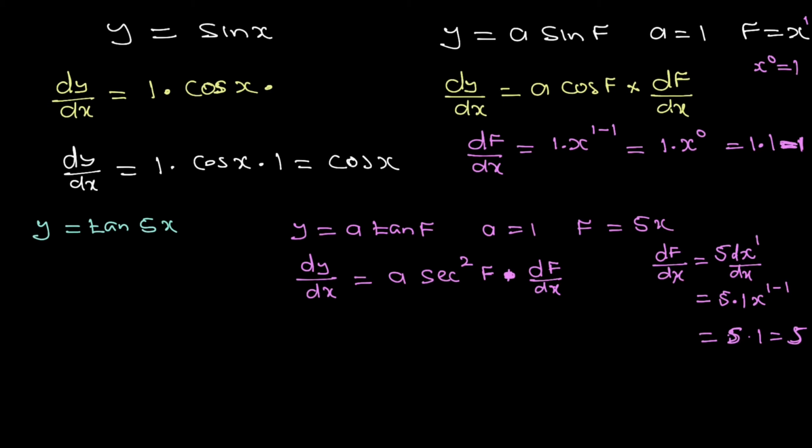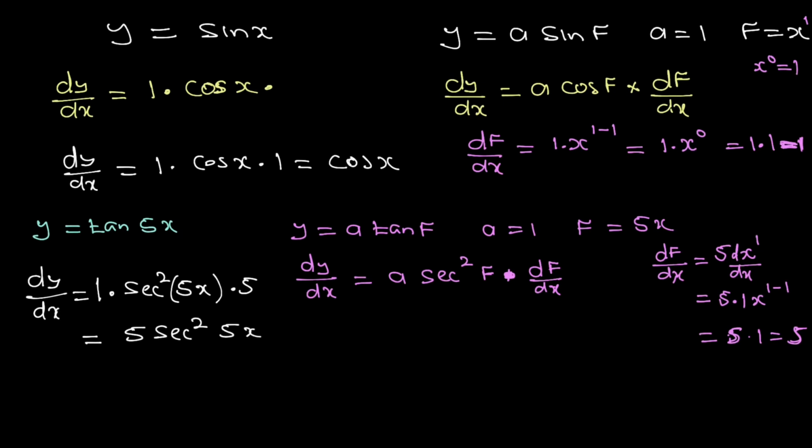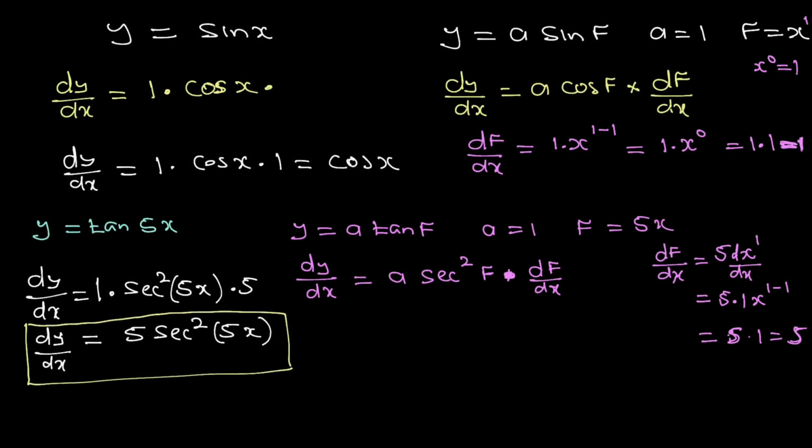So we can then bring it down here and write dy/dx will be a, which is 1, times sec squared 5x, because f is 5x, times 5. So 5 sec squared 5x for dy/dx. And this is the answer we're looking for.